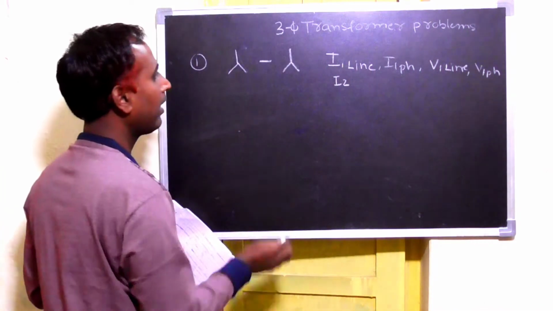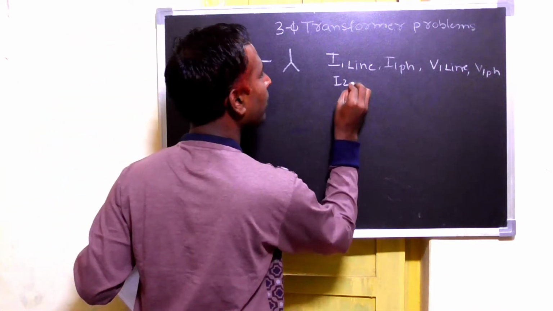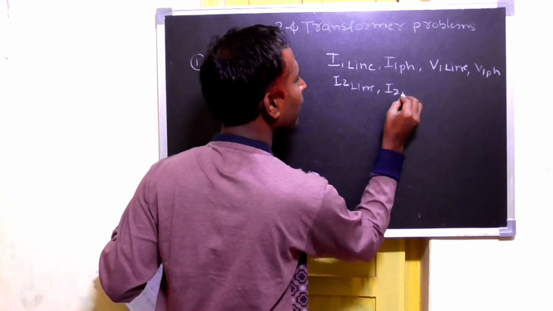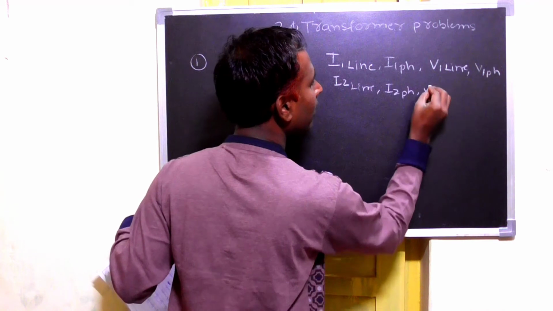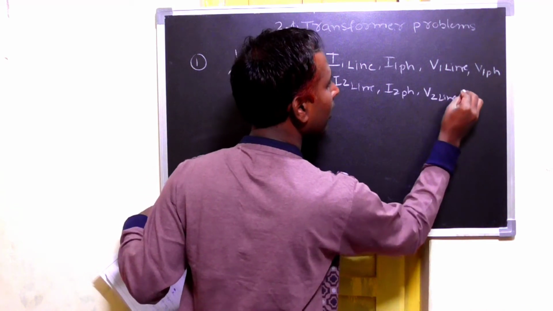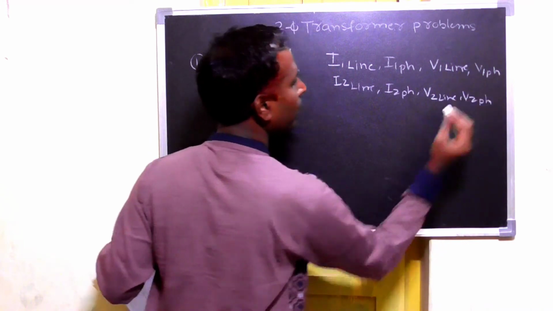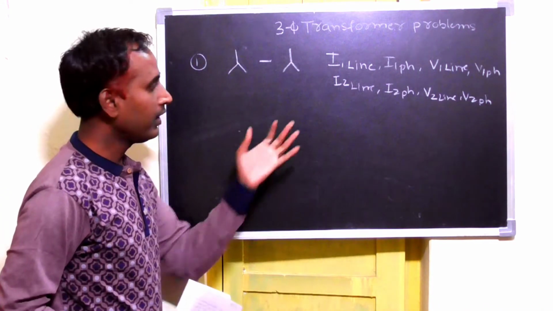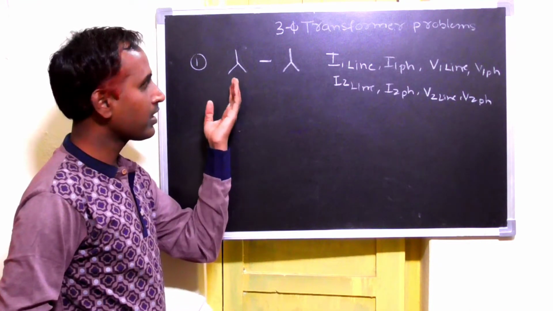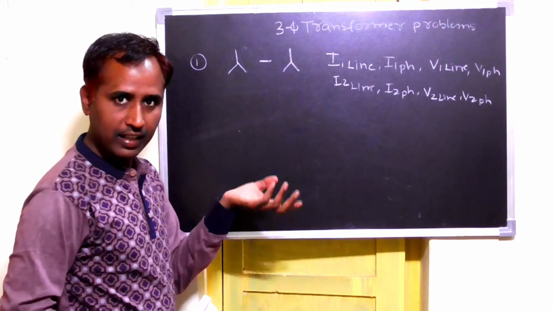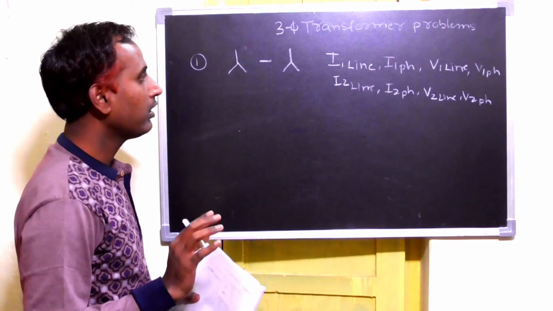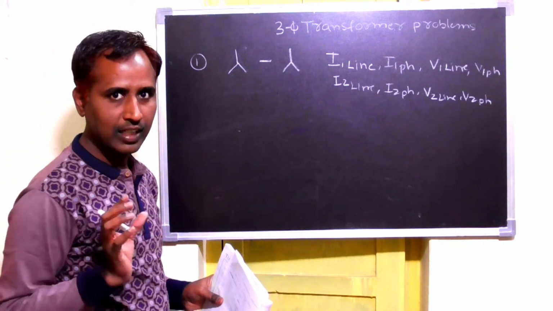You will get a clear idea of how to calculate the I2 line and phase values, and how to calculate the secondary line voltage and secondary phase voltage. These are the formulas we have to find when the transformer is connected star-star, star-delta, delta-star or delta-delta. First, we should clear our concept.